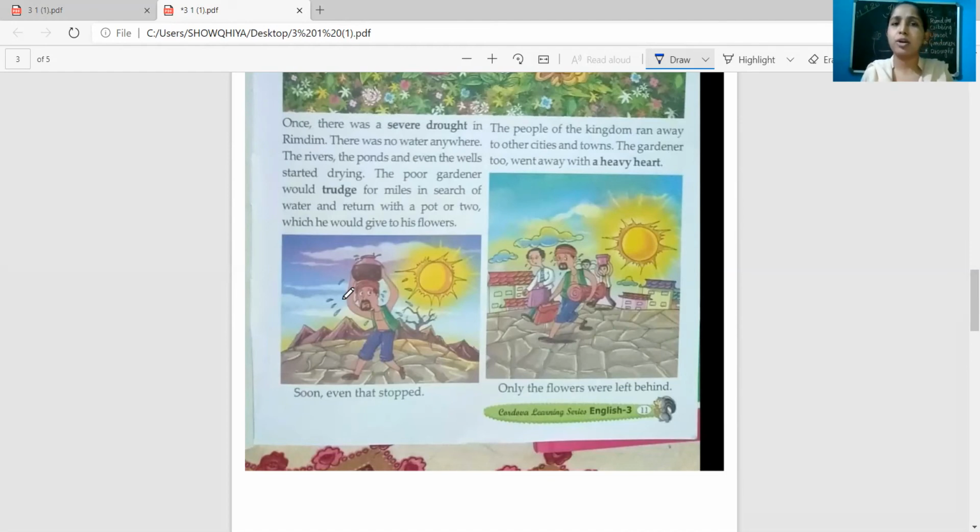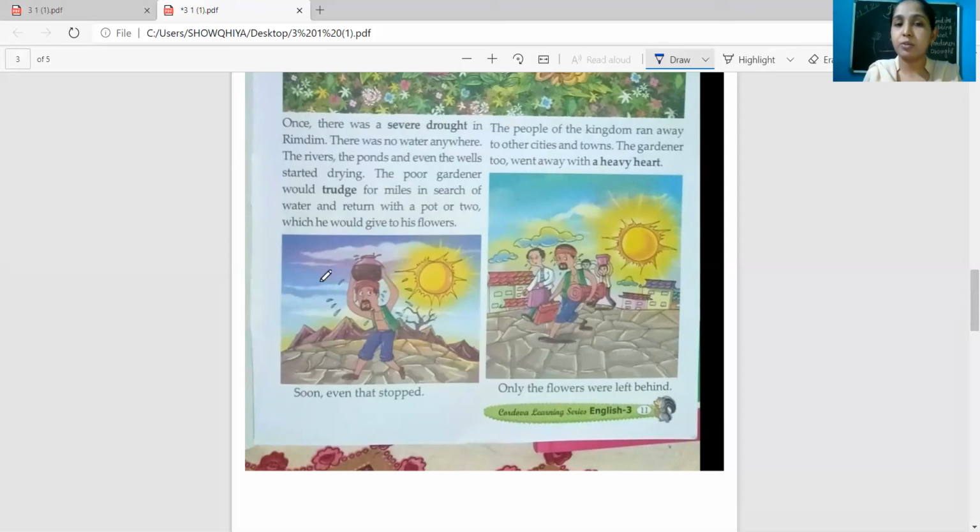So what happens? The poor gardener starts getting water in pots. See, in the picture you can see that he is carrying water on his head in pots. But for how long can he go on like this? At last he will have no other way. The gardener too went away with a heavy heart. He found it so difficult to carry water for the garden. So after a few days, even with a heavy heart, he leaves Rimdim. See, he is also going.